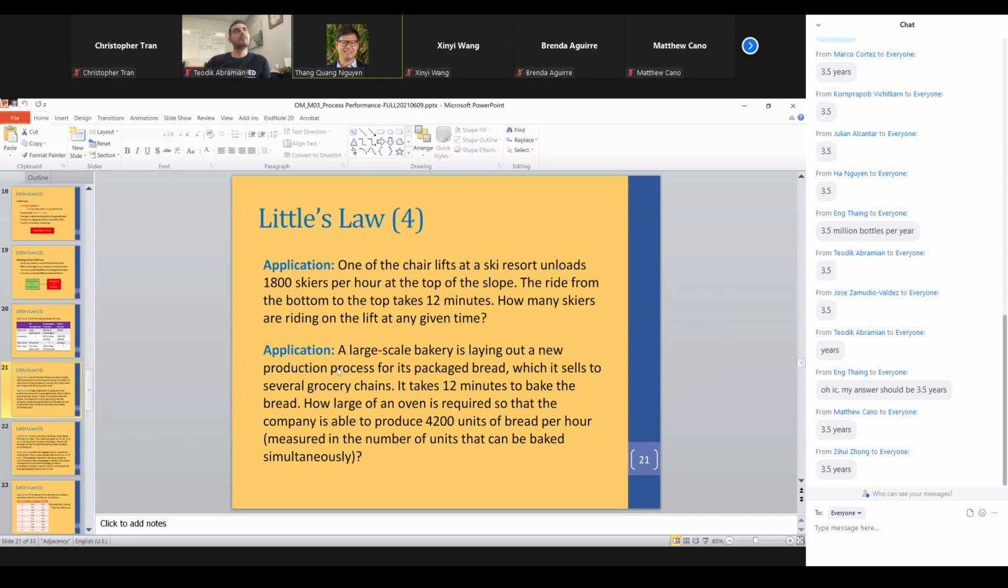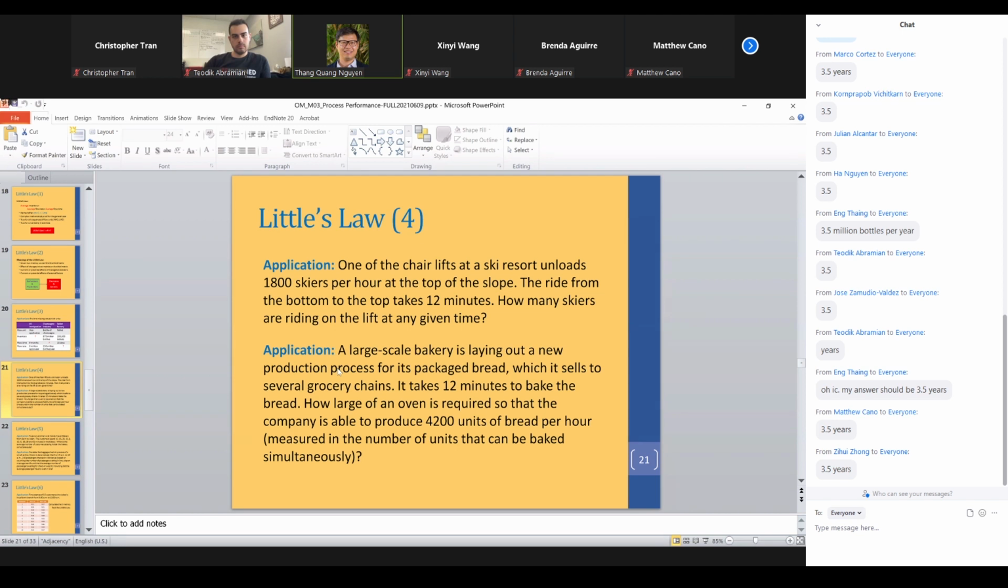Okay, a large-scale bakery is laying out a new production process for its packaged bread. Oh, by the way, let's keep the first one, the example on the top, because it's very similar to what you read in the book. So let's work on the second.